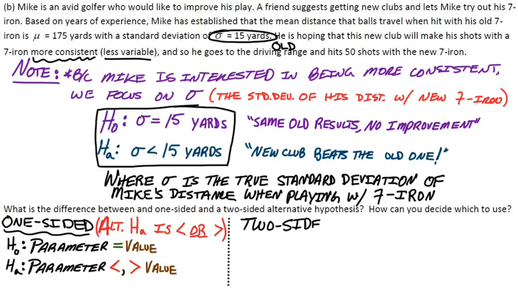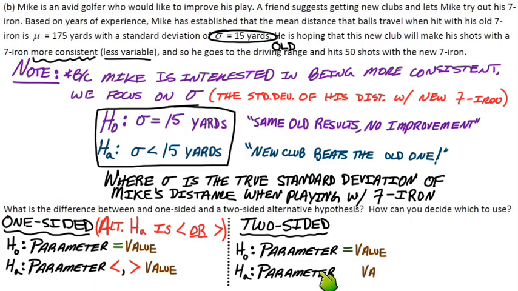The two-sided is the same exact setup. So it has the null and an alternative. The only difference for a two-sided is the alternative hypothesis could have not equal to. So it doesn't pick less than or greater than. It's just saying there's a difference, right? It might be less than, it might be greater than. We don't know which one it is, but we're suggesting it's either one or the other. So that would be a two-sided alternative hypothesis.